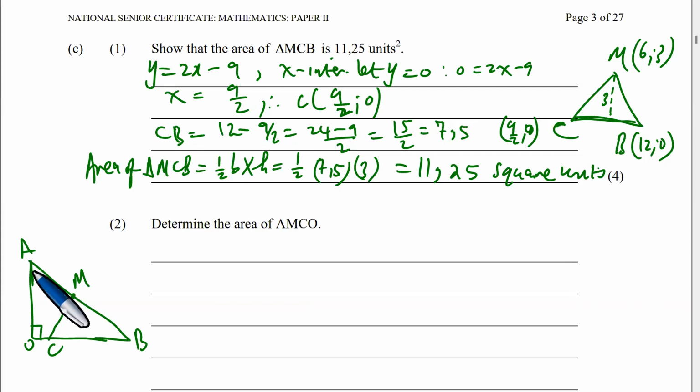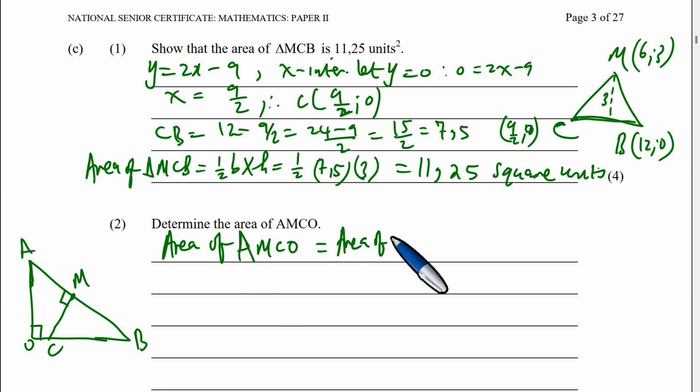So the area of AMCO is the area of the big triangle, so you can take the area of triangle ABO minus the area of triangle, this one MCB. What about the area of triangle ABO?